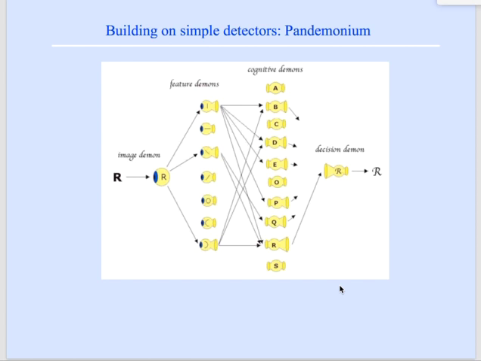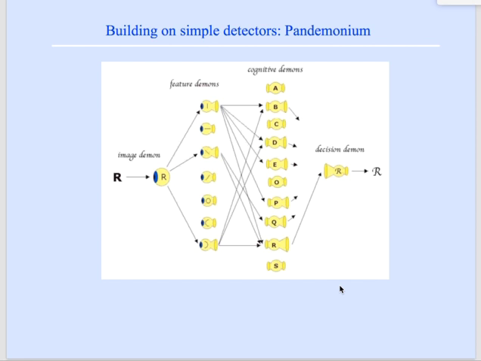And then each of those feature daemons, basically, if they see something, they're going to send a signal. And then you have these cognitive daemons that are sitting there looking for information from the feature daemons. And they're looking to see if they're getting the right kind and amount of information from feature daemons that will allow them to identify a letter.